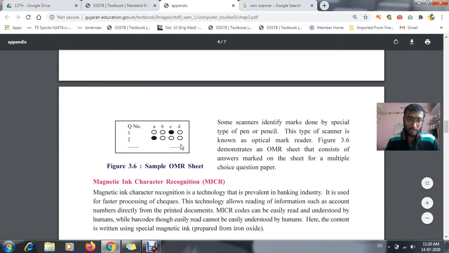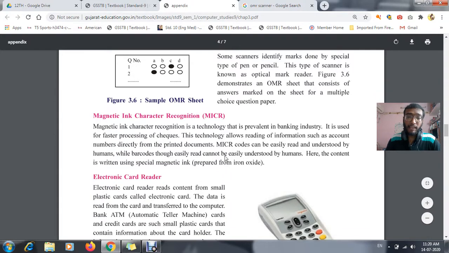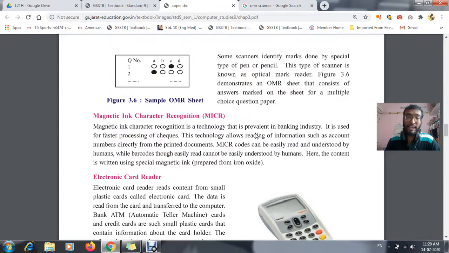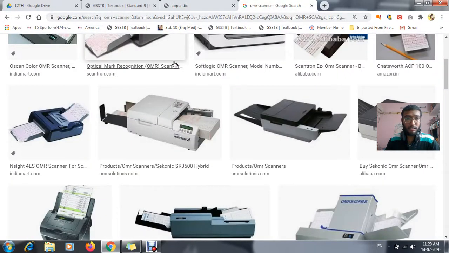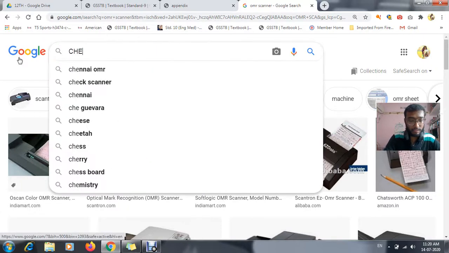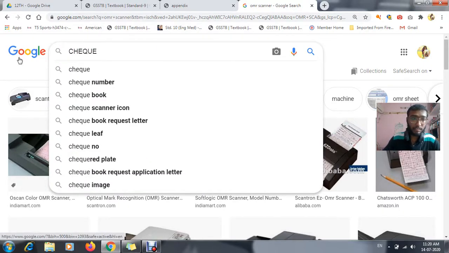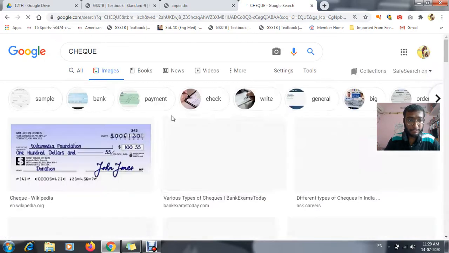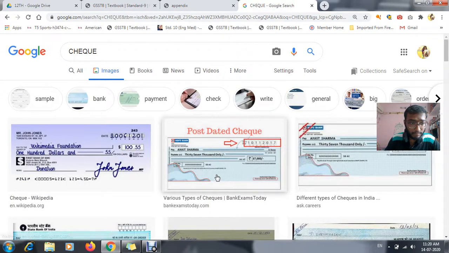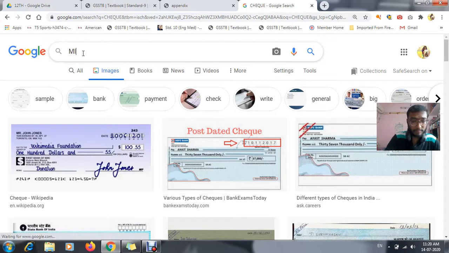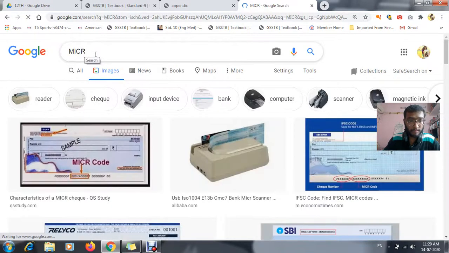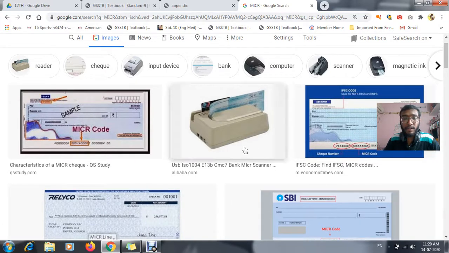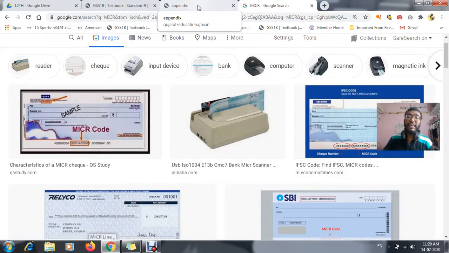See, the OMR scanner. The next is MICR. MICR means magnetic ink character recognition. The full form of MICR is magnetic ink character recognition. It is mainly used in our banks. As I told you, it is mainly used in our banks.